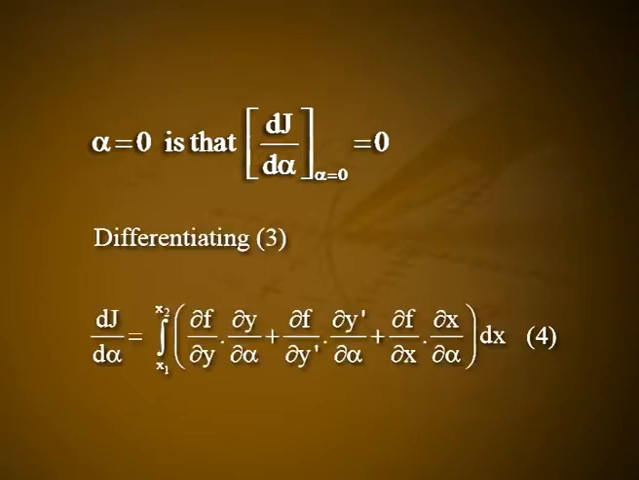Differentiating equation 3, dJ divided by d alpha is equal to integral from x1 to x2 of dou f by dou y into dou y by dou alpha plus dou f by dou y dash into dou y dash divided by dou alpha plus dou f by dou x into dou x divided by dou alpha dx. Let it be equation number 4. But dou x divided by dou alpha is equal to 0 because alpha is independent of x. Also y dash is equal to dy divided by dx.